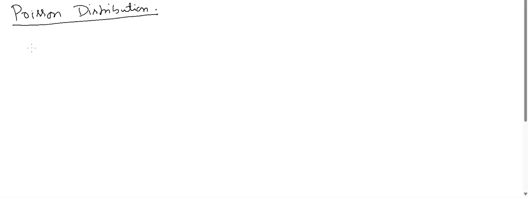Friends, today we will see about Poisson distribution. What do you mean by Poisson distribution? Already we have seen binomial distribution. In that, a random variable takes a finite number of values from 0 to n, discretely, as integers. Then what is the probability mass function in that case?